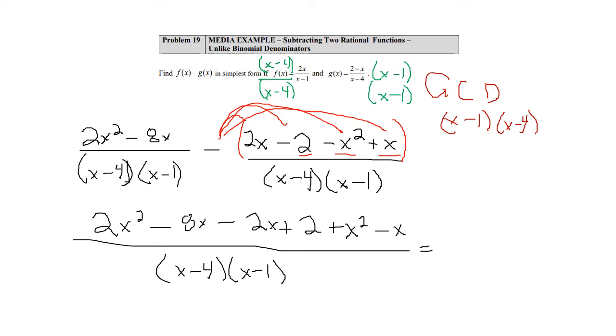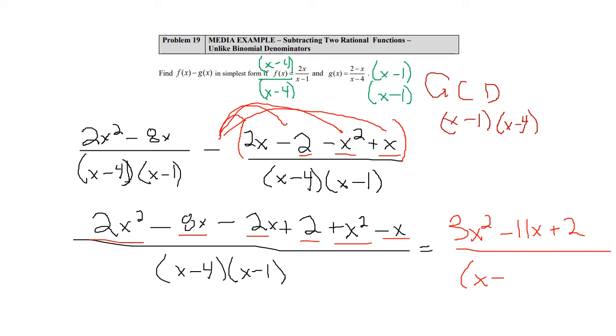All right, so 2x squared plus x squared should be 3x squared. And then we're going to have negative 8x minus 2x minus 1x. That's going to be negative 8 minus 2, which is negative 10. Minus 1 is negative 11, so minus 11x. And then lastly, I just have my 2 hanging out, so I have plus 2. And then this is all going to be over the denominator.